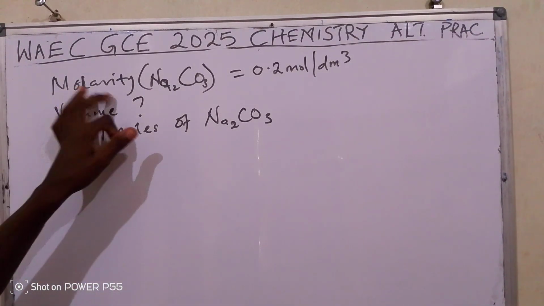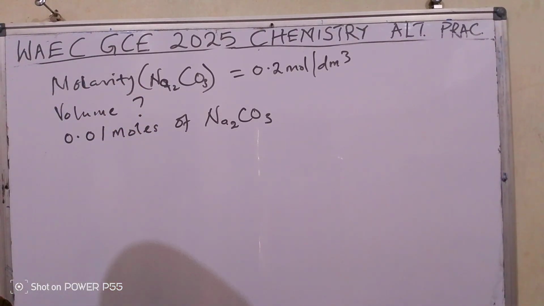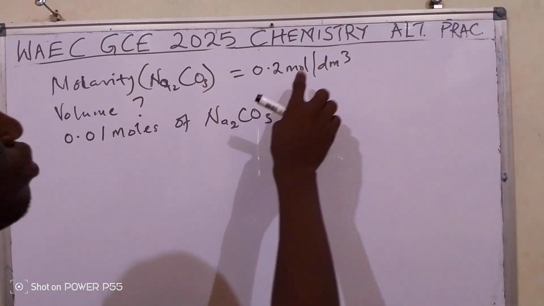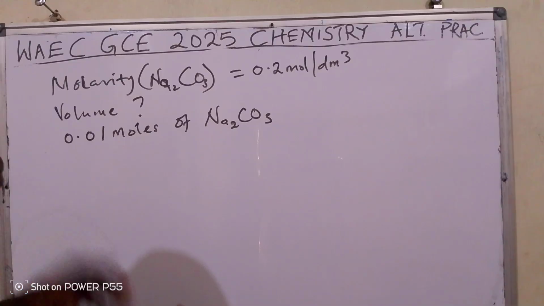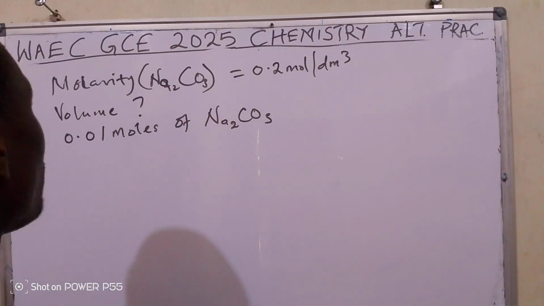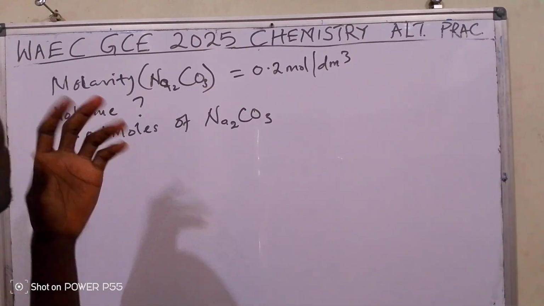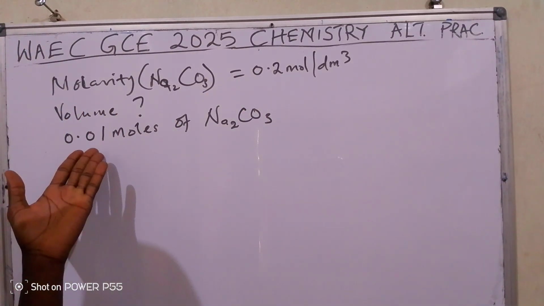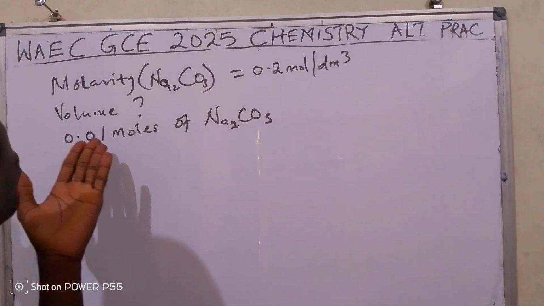So we have the molarity. Molarity is concentration. It means concentration. So the concentration is 0.2 mole per dm cube. We have the volume is what we are now being asked: what volume of this sodium carbonate for this concentration will give us 0.01 moles.